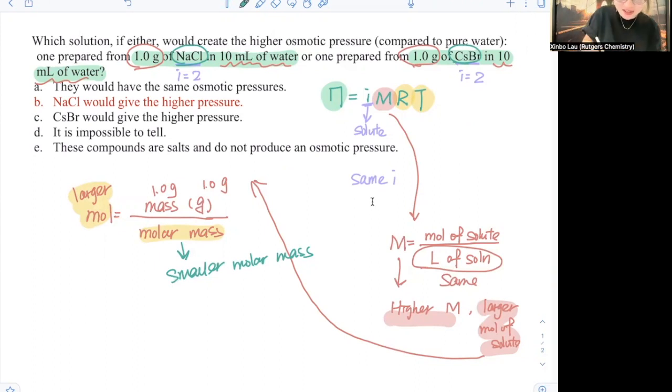Of course, sodium chloride has the smaller molar mass, leading to larger moles. Larger moles lead us to higher molarity. Higher molarity relates to higher osmotic pressure under the conditions we're discussing in this question. Hopefully this is helpful, and thank you for watching.